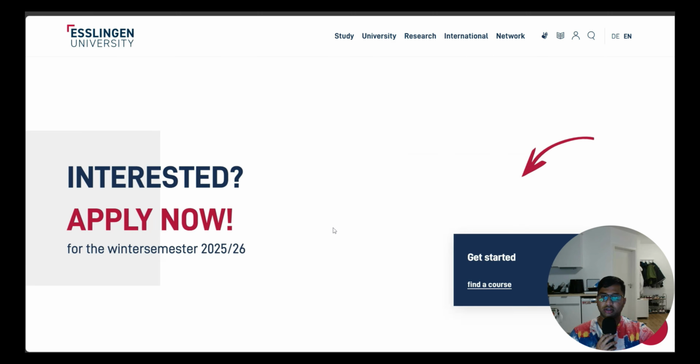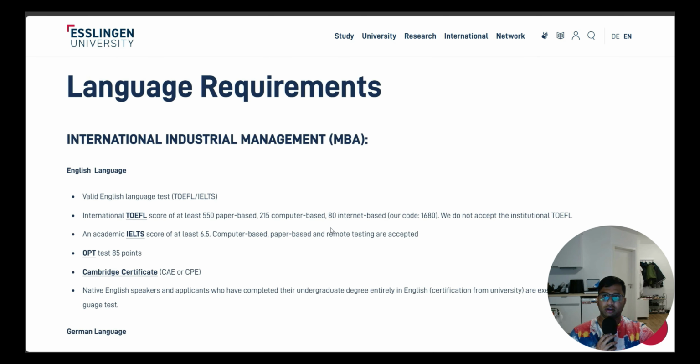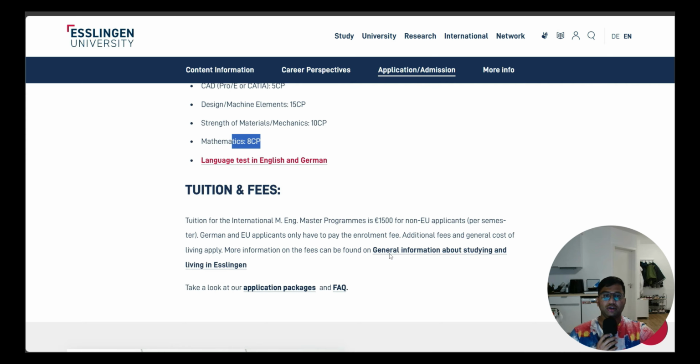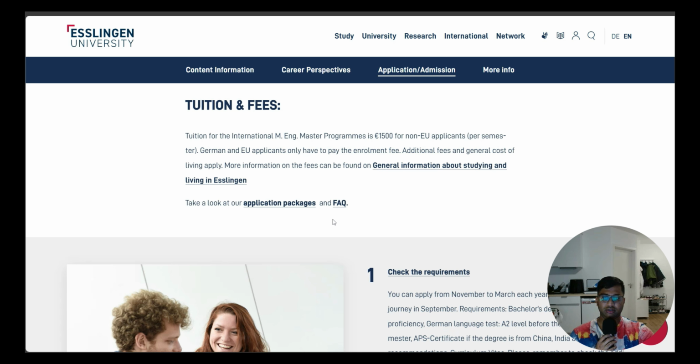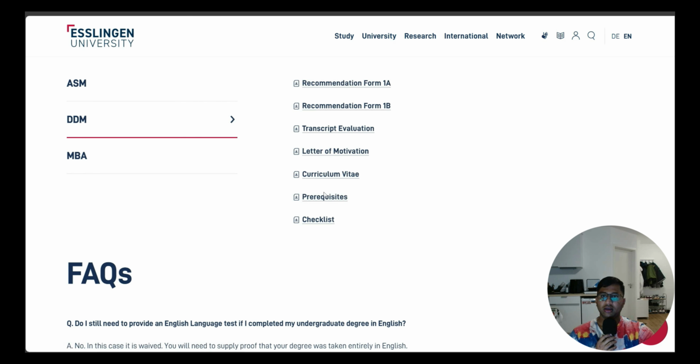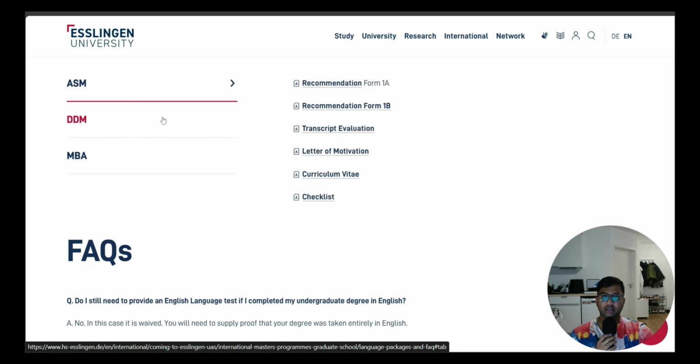And these are the FAQs. You can just go through what the FAQs are talking about. Now tuition fees, which we already talked about, you need to apply for 1500. You need to be sure that it comes under those. So 1500 euros will always be there for every public university also. So 1500 plus 250 euros, which comes up to 1700, which will be your 6 semester or 1 semester fees. And we already talked about the application packages which you have to fill in, and you can also go through all the information for ASM, DDM and MBA.